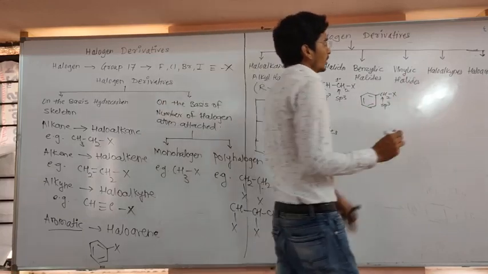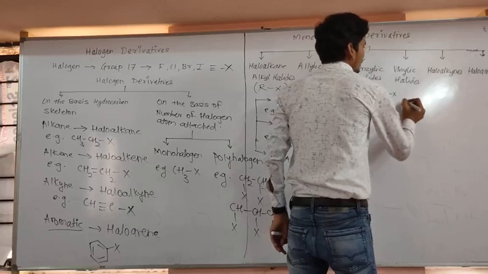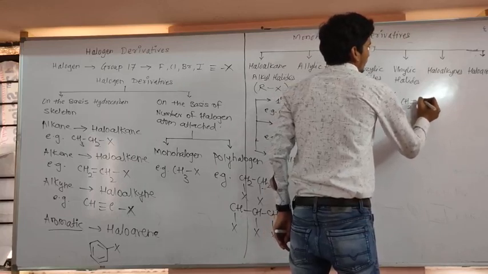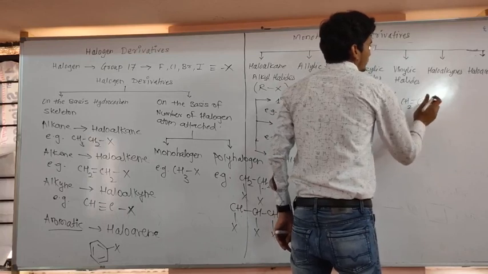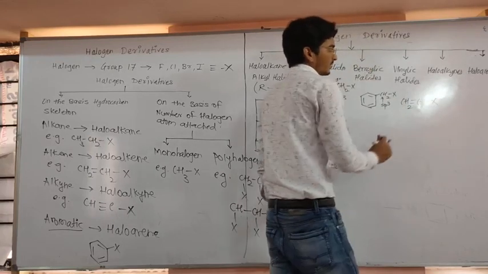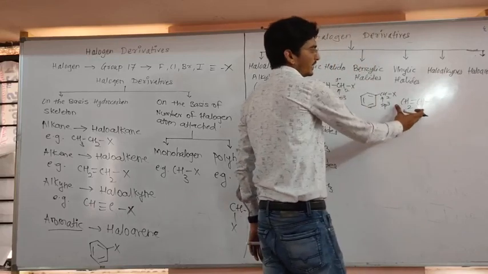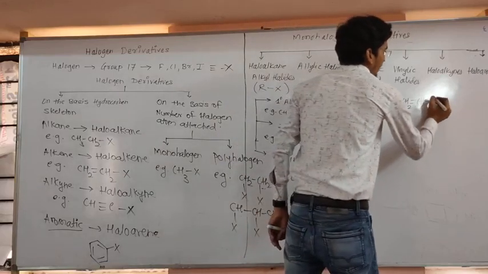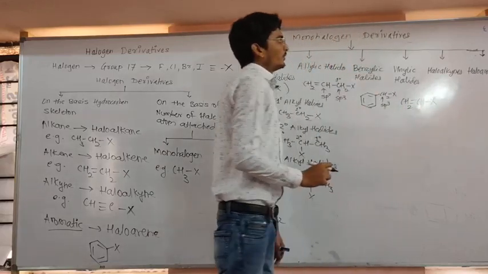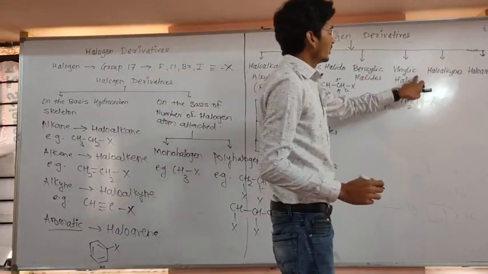Next one, vinylic halides. So what are vinylic halides? When a halogen atom is directly bonded with the sp2 hybridized carbon, then it is called the vinylic halides. So this group is the vinylic group. It is called the vinyl group, and when such a group is bonded with the halogen, then it is called the vinylic halides. That is the vinylic halides.